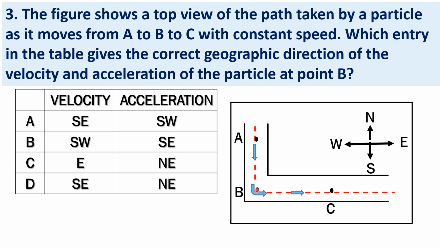So if there is an instantaneous centripetal acceleration, perpendicular to that centripetal acceleration, of course, is the tangential velocity. So the tangential velocity is pointing towards something like between south and east, or we call that southeast. So therefore, the correct answer is letter D. So this is not a very difficult question after all.